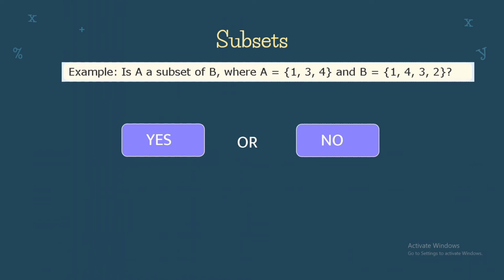So, yes, A is a subset. A is a subset of B. So, ganun lang siya. Kung if the element of A is makikita dito sa element ng B, so that is a subset of, yes, A is a subset of B.